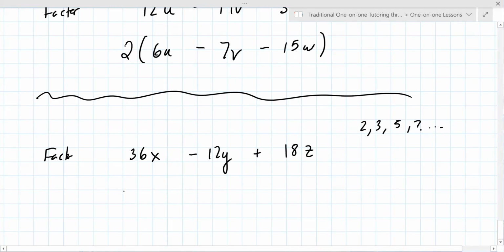Yeah. Well, we can make that. If you think you can do it, what goes inside here then? Yeah, I can do that. So it's 6x minus 2y plus 3z.